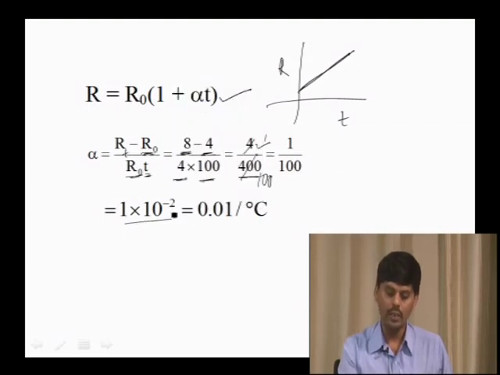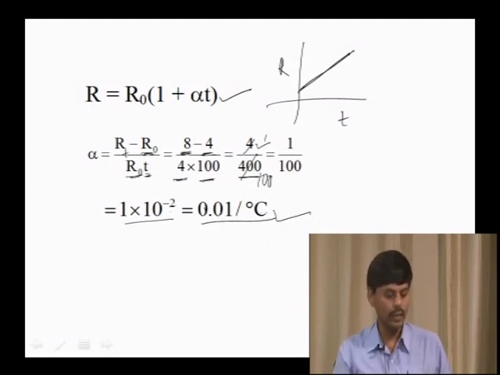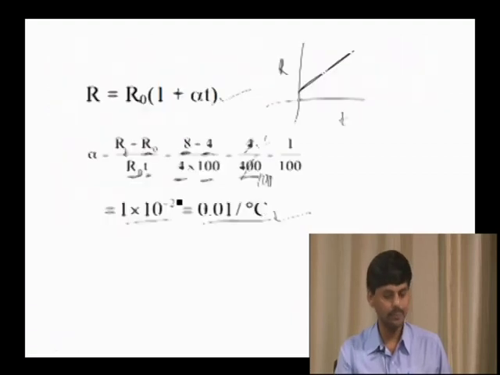If you shift the powers, we get 0.01 per degree Celsius. The correct option is D. D is the correct option.